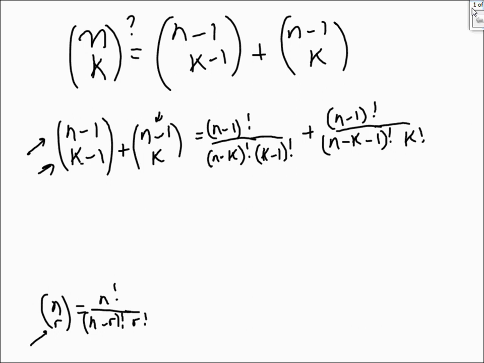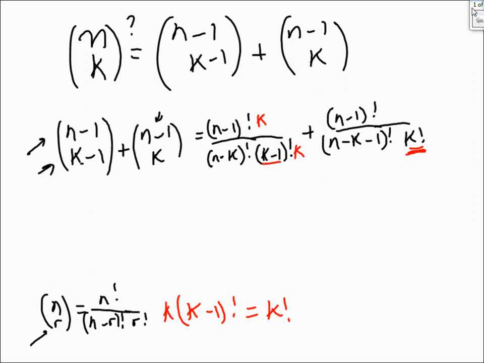Now, we look at the two bottoms, because when you add fractions, you want the bottoms to be the same. For example, we have k minus 1 factorial here and k factorial here. Well, if you have k minus 1 factorial, which is 1 times 2 times 3 all the way up to k minus 1, if you multiply that by k, you will get k factorial. Exactly what we have here. So on the left side, we'll multiply top and bottom by k.